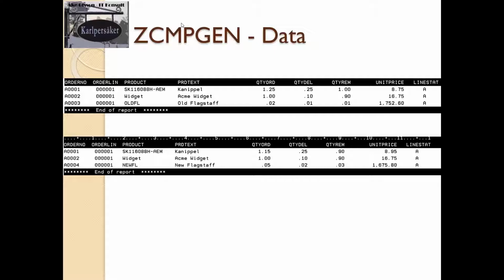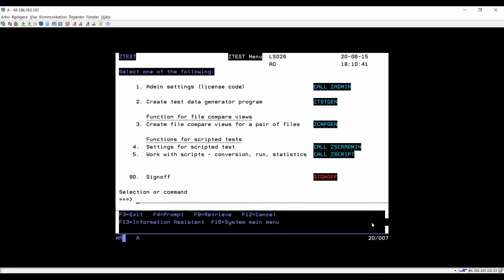So let's go straight into the application. This is the main application menu. If you've seen that video, we saw how to create a test data generator for a file, and now we're going to use option 3, compare file, Zcmpgen compare generator, which creates views for a pair of files. So let's see how that works.